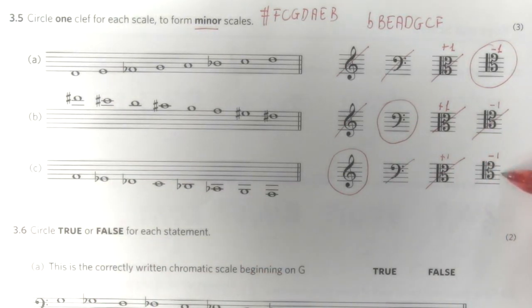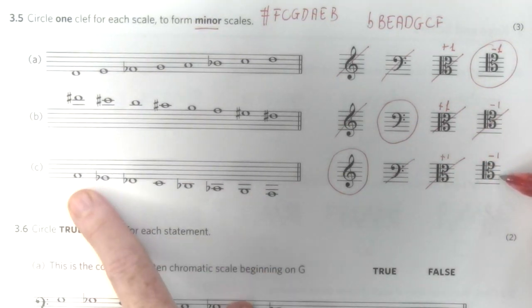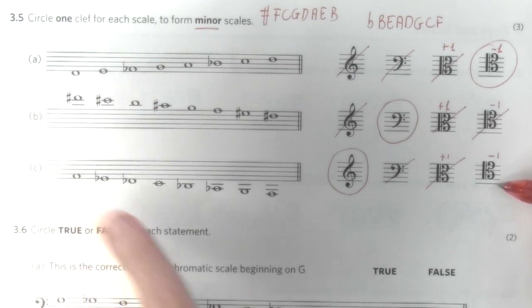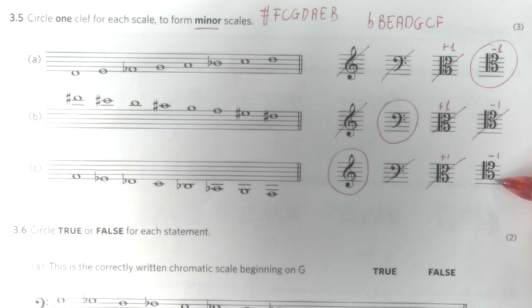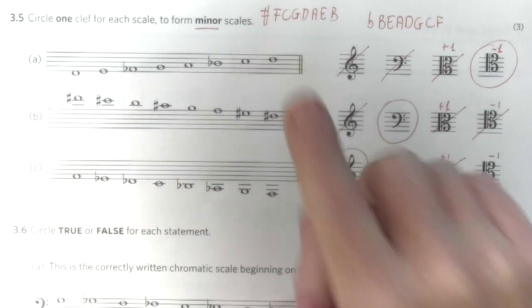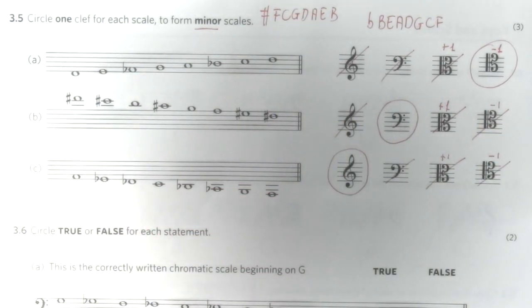Tenor clef is treble clef minus 1, so Fa minus 1 equals Mi, E minor. E minor is the relative minor of G major, which has sharps, so no. And this is completed. Sorted.